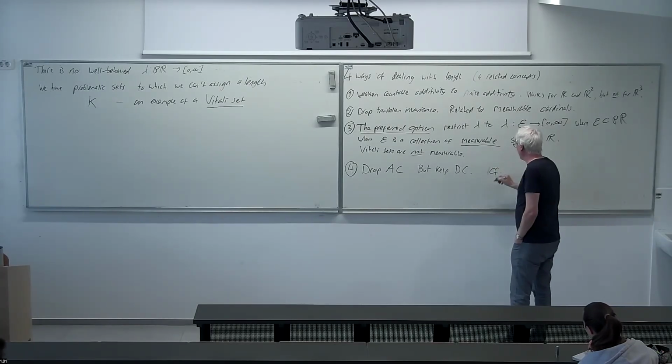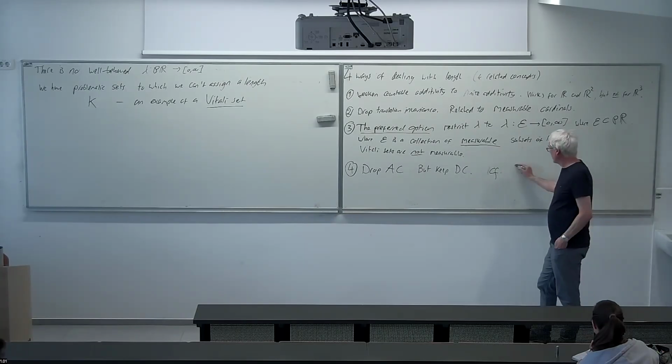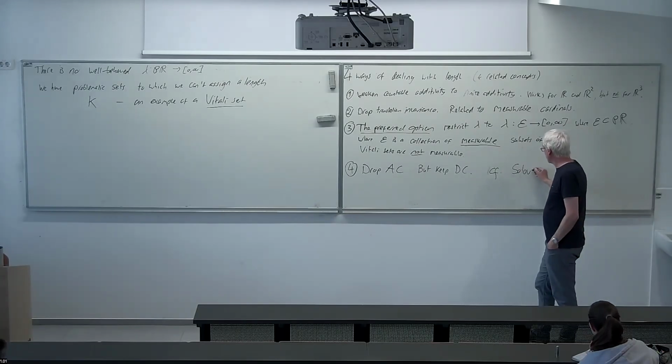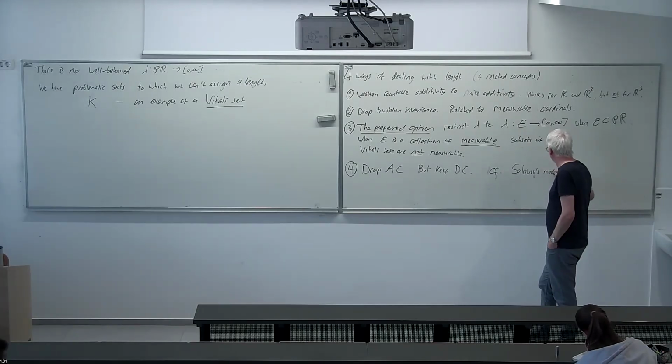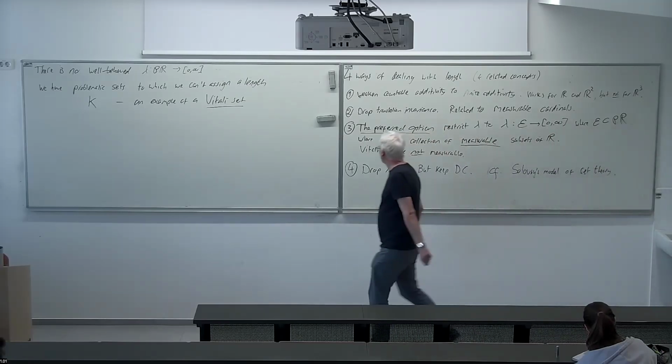So I write CF, which is an acronym in English for "compared to". I'll just mention a buzzword, which is Solovay's model of vector. But I don't really want to go much into that, well, anymore into that at all.